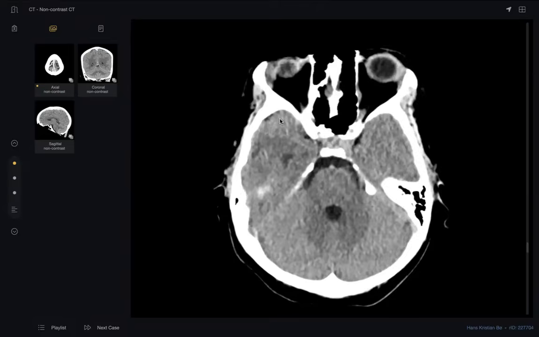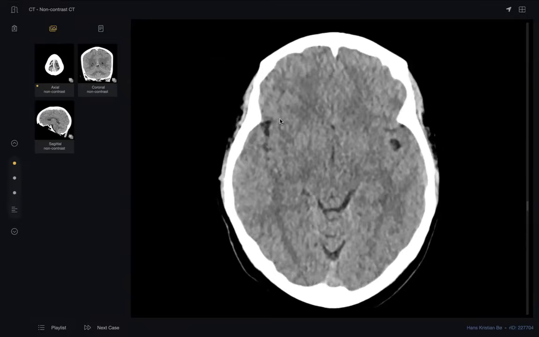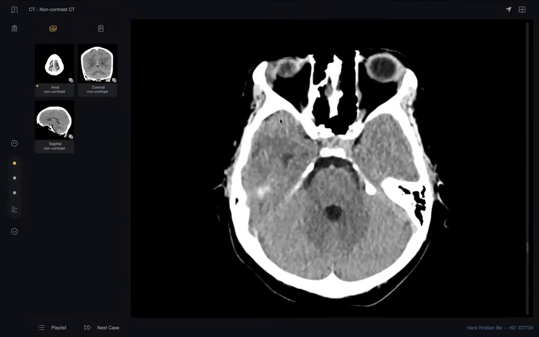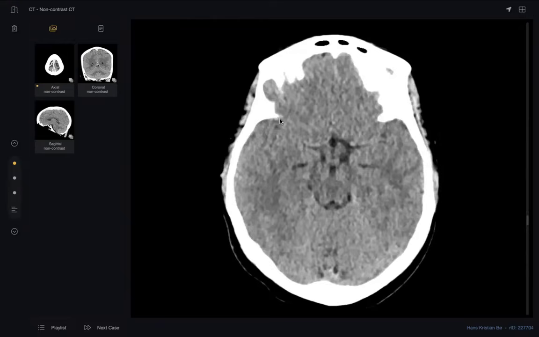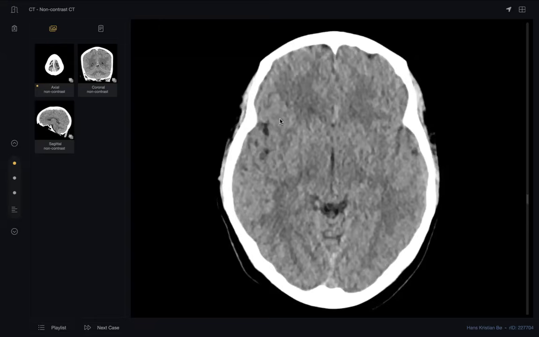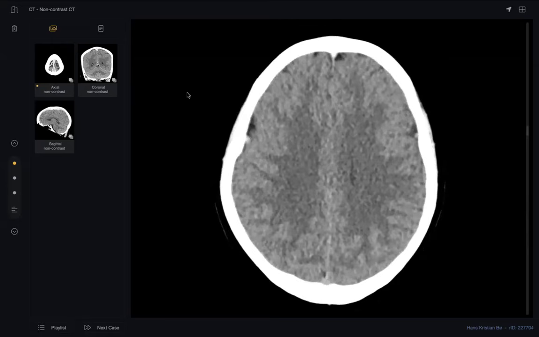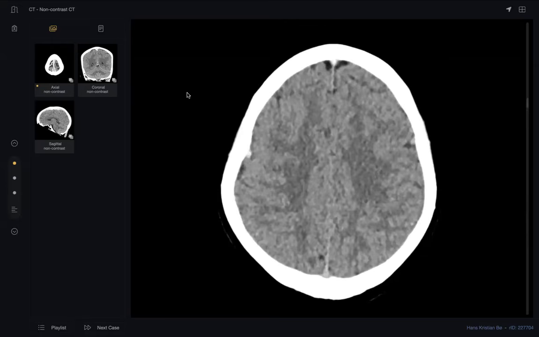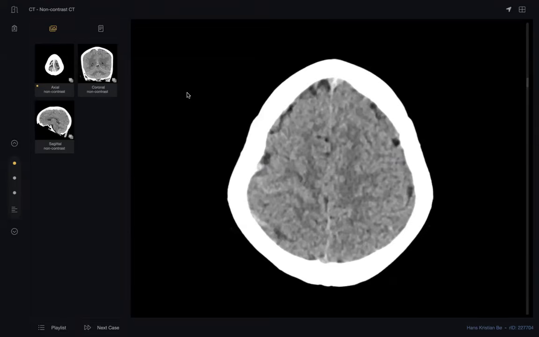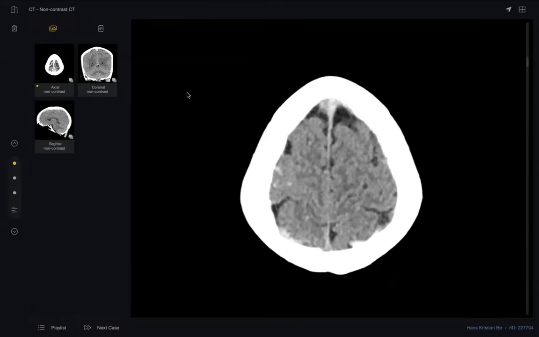Dr. Ali, let's start. This 20-year-old female patient is complaining of persistent left arm weakness. Go on. Yes, I have been presented with axial images of a brain CT scan without IV contrast for an adult female patient. I will scroll until the last cut and then I will comment on my observation.